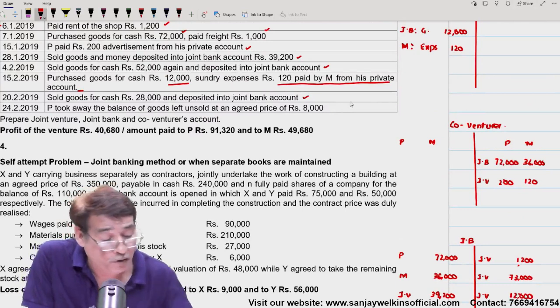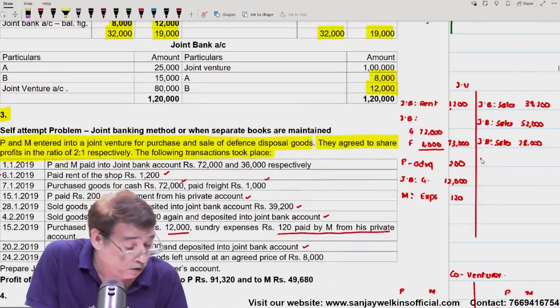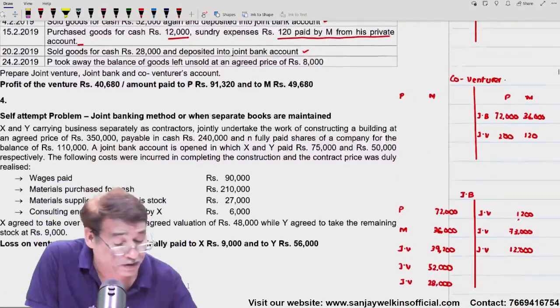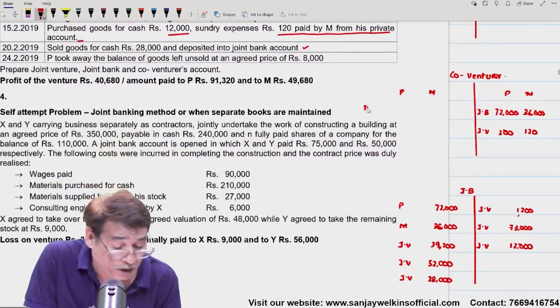Then we are given P took over the balance of the goods left unsold at rupees 8,000. So P account debit to joint venture. On the credit side of joint venture, we will write unsold goods have been taken over by P for rupees 8,000. We will write here 8,000, and on the debit side of P, I am going to write to joint venture 8,000.